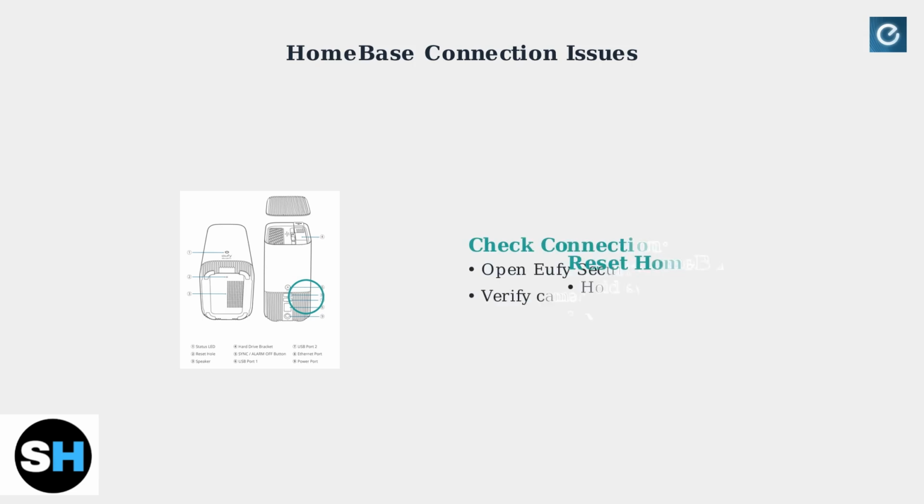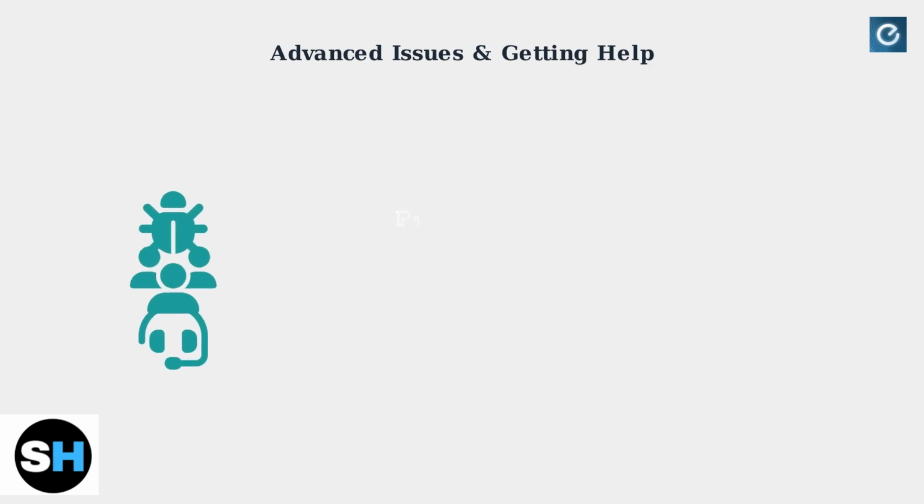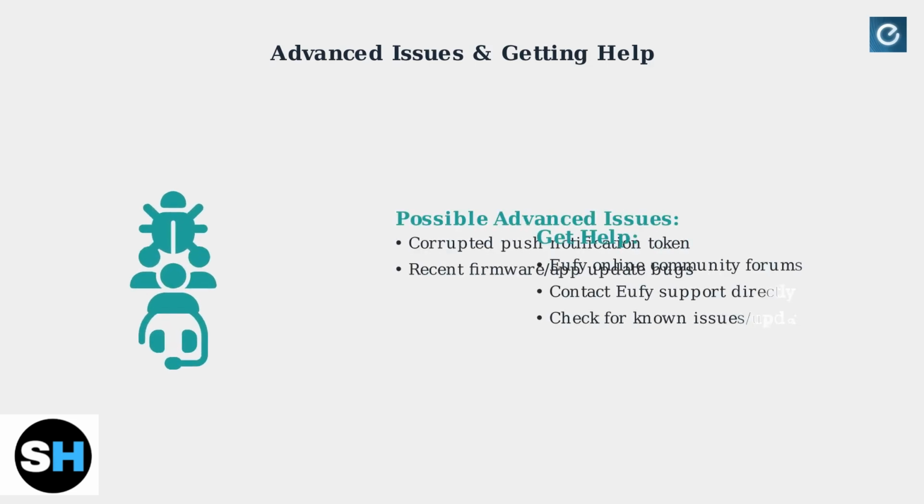If you're using a home base, ensure your cameras are properly connected to it. Check the connection status in the app and consider resetting the home base if connection issues persist. If problems persist, the issue may be a corrupted push notification token or bugs from recent firmware updates. Check the Eufy online community for known issues and solutions, or contact Eufy support directly for personalized assistance.